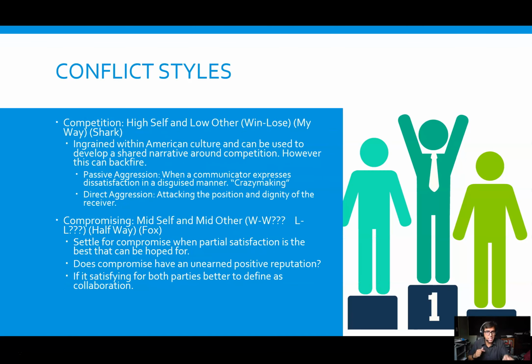Next, we jump into competition. Competition is high concern for the self and low concern for the other person. This is the my-way example, or like a shark. I like to think of this one as a shark. Here again is an intersection of intercultural communication: it is very much ingrained within American culture and can be used to develop a shared narrative around competition. However, it can very easily backfire.